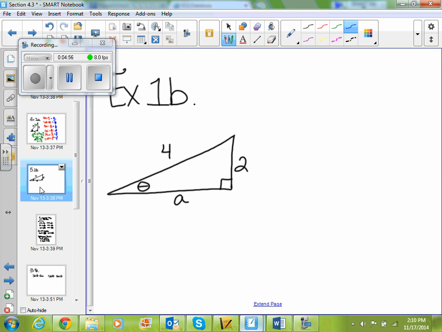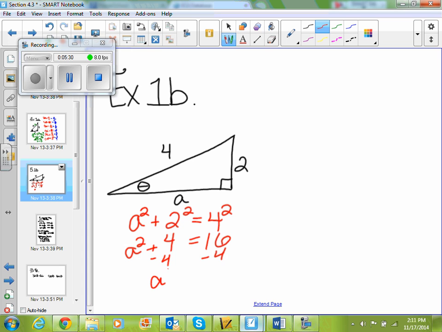For 1b, we're given a triangle with a hypotenuse of 4, a leg of 2, and another leg that we don't know. We're asked to find our 6 trig functions. I'm going to start with my Pythagorean theorem, which tells me a squared plus 2 squared equals 4 squared. When I plug everything in, 2 squared is 4 and 4 squared is 16, so a squared plus 4 equals 16. If I subtract 4, a squared equals 12. Then take the square root. 12 is not a perfect square, so I'm going to leave it as the square root of 12. So a is the square root of 12. It's easier for me to do it that way than to round it to 3 decimal places.